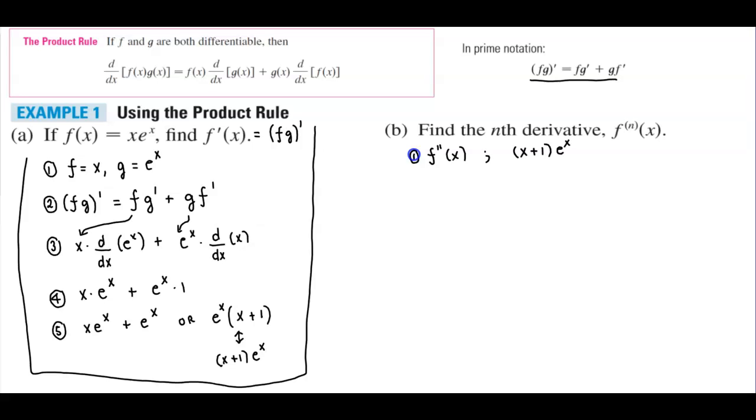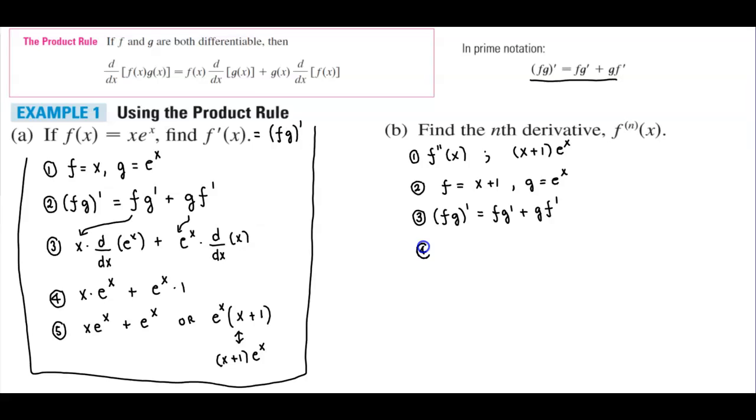Okay, so now we're finding the derivative of this function. So now what we're going to do is let f equal x plus 1, and we're going to let g equal e to the x. Okay, so what do we know? We know the formula fg prime is equal to f times g prime plus g times f prime.